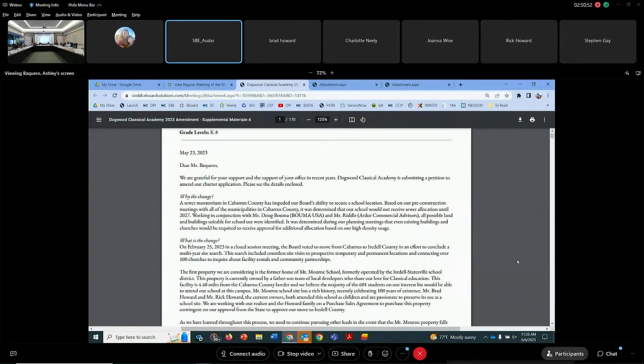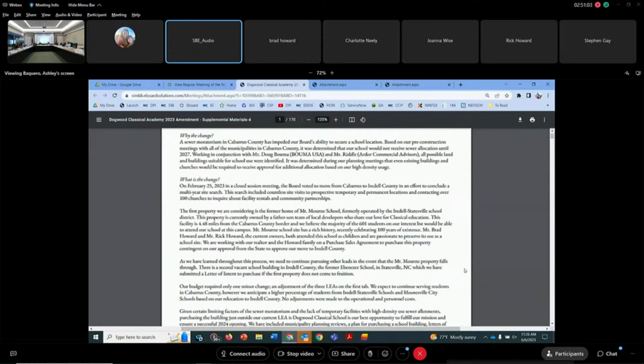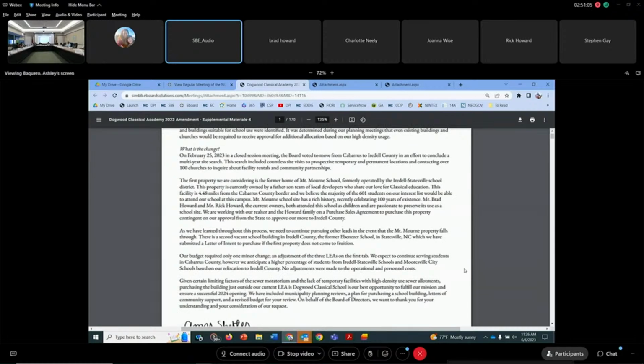So as a result, the board voted in February to move from Cabarrus to Iredell County after countless visits there to visit prospective temporary and permanent locations. It was determined that that would be the best option for them to be able to open in fall of 2024 as they wish to do.